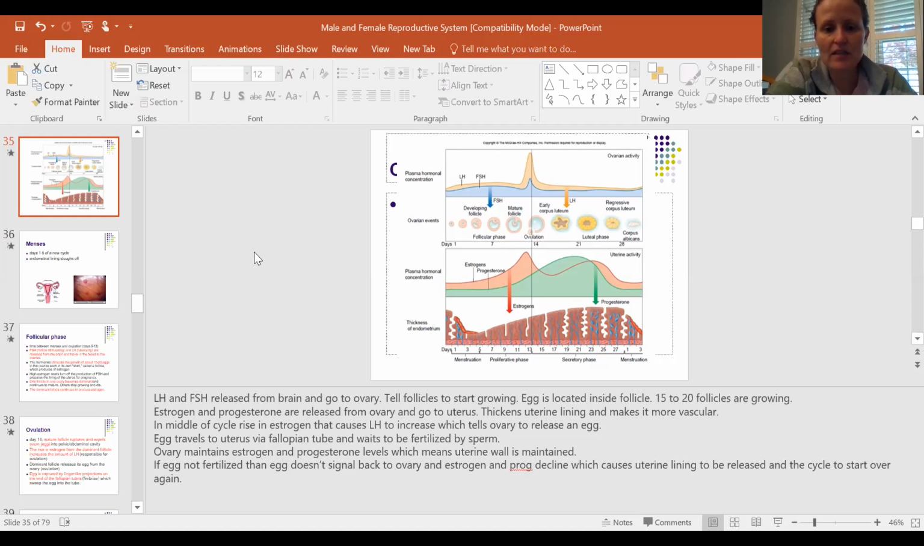And then what happens, once that egg's released, it's going to go to the uterus through the fallopian tube and wait for a sperm. Until a fertilized egg implants in the uterine wall, the ovary is still going to make estrogen and progesterone until it basically doesn't get a signal from the egg anymore. So a fertilized egg will keep sending signals back to the ovary saying, you should still keep this uterine lining, need to keep it, until the fertilized egg gets big enough that it's going to start making its own hormones to maintain that uterine lining.